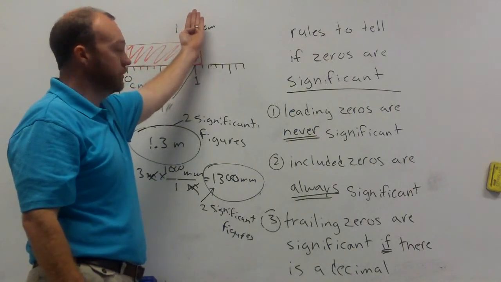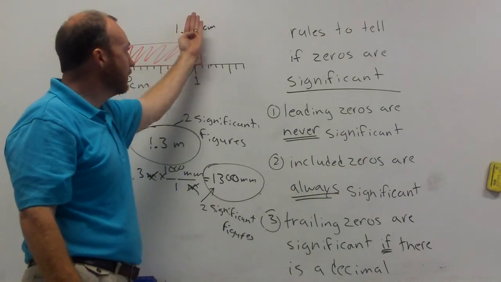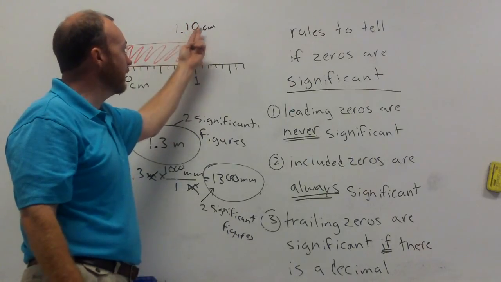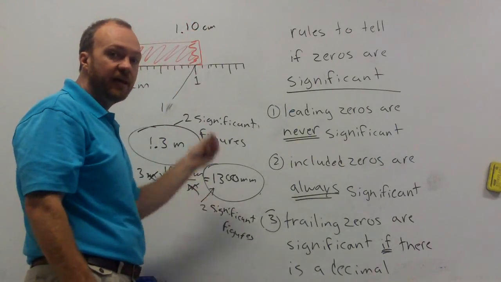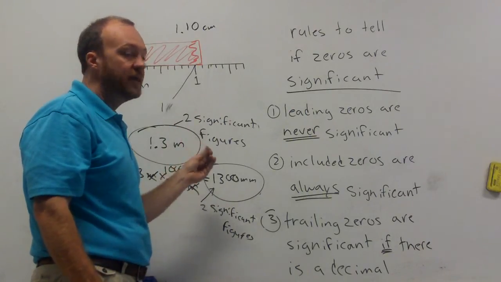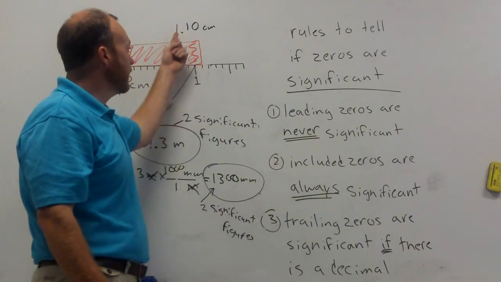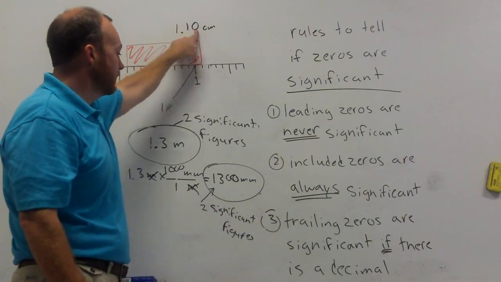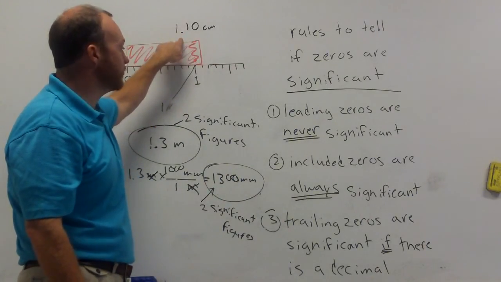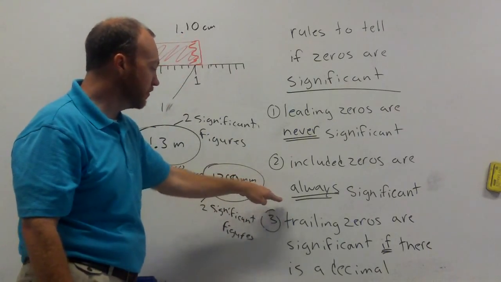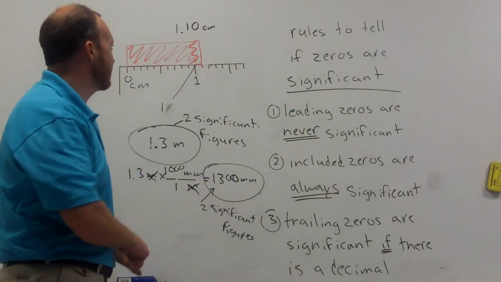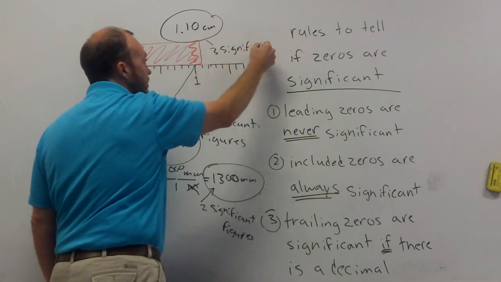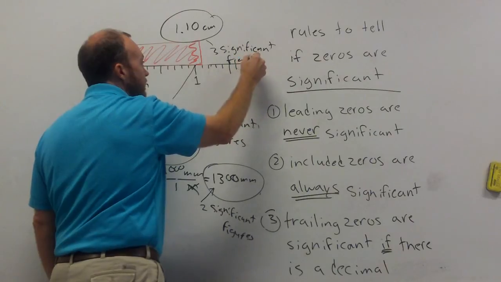Now, in math class, you would never write 1.10. You would just write 1.1. Why would a scientist take the time to write down that 0? The only reason he would write down that 0 is to tell you that it is significant, to tell you that it's something that he measured. It's not just a placeholder. So we measured the ones, we measured the tenths, we estimated the hundredths. So notice that 0, it's trailing, it's at the end, and it's after a decimal. So if there is a trailing 0 and there's a decimal, then it is significant. So this measurement has 3 significant figures.